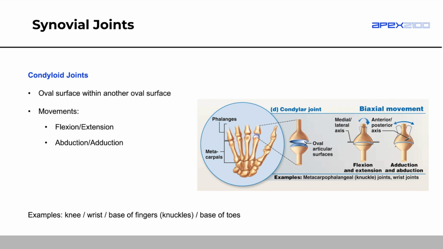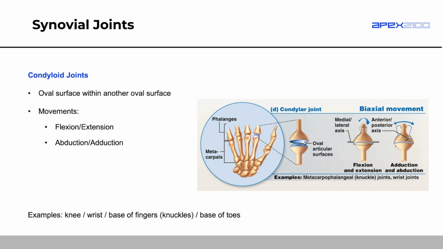Examples are the knee. So the knee is actually a condyloid joint. It's a special type of condyloid joint. The wrist is a condyloid joint, so you can flex and extend your wrist. You can abduct and adduct it, but you can't twist it around. The base of the fingers, where the fingers meet the palm, is a condyloid joint. So the very first knuckle at the base is a condyloid joint. You can sort of turn it around in a circle. You can flex, extend it, abduct and adduct it, but you can't flip it around.